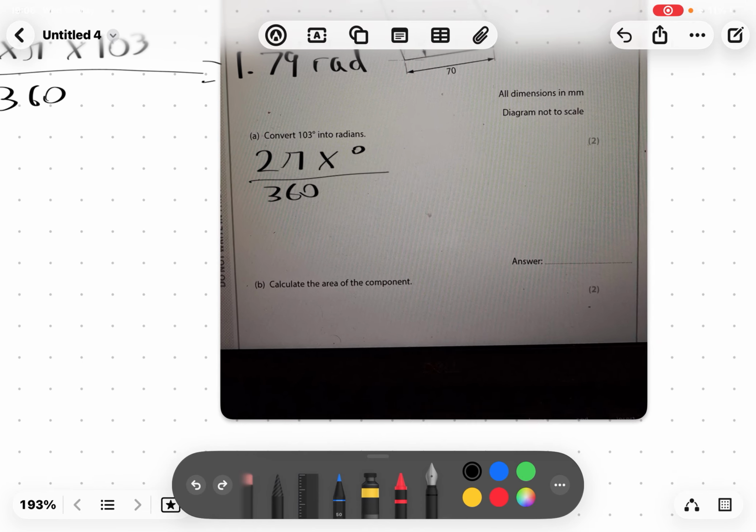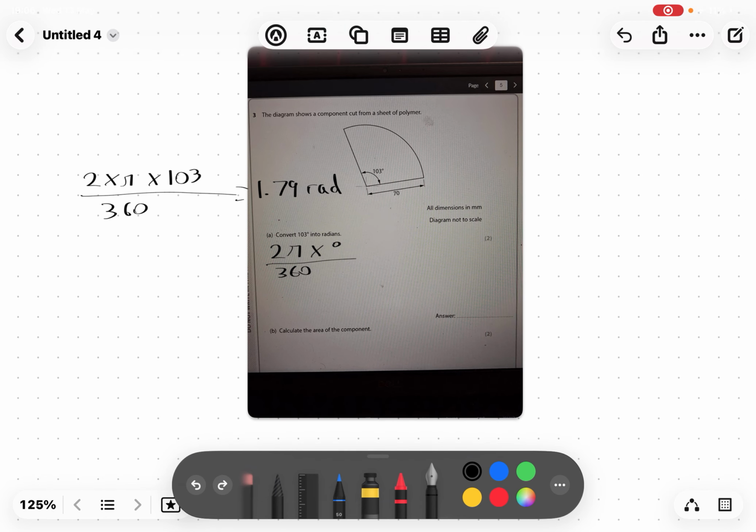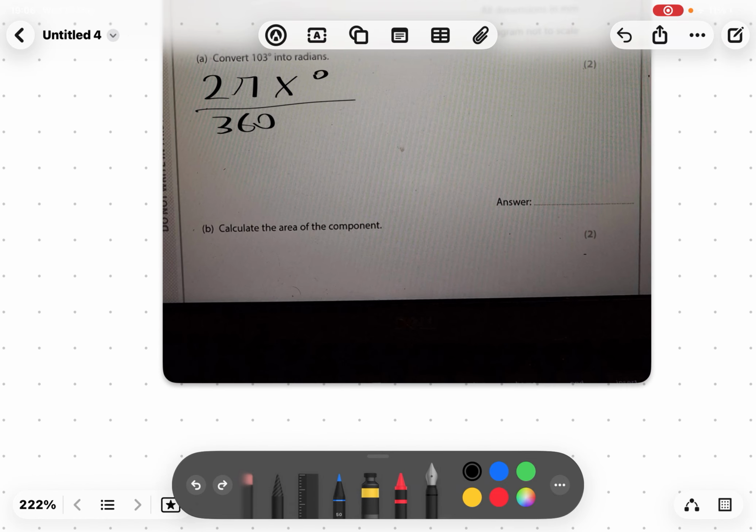And part B, calculate the area of the component. The formula for calculating the area of a sector is also given. Basically, it is A equals 1/2, even though that is not half for sure, radius squared times the degree, and the degree should be in radians for this question, like always.